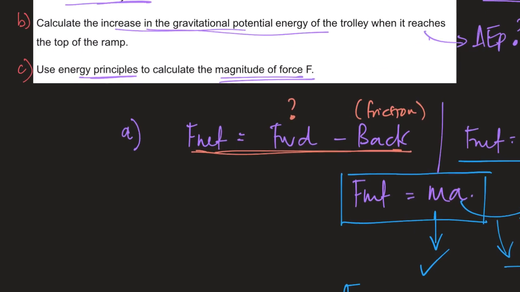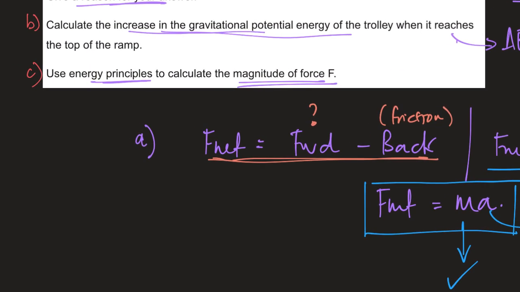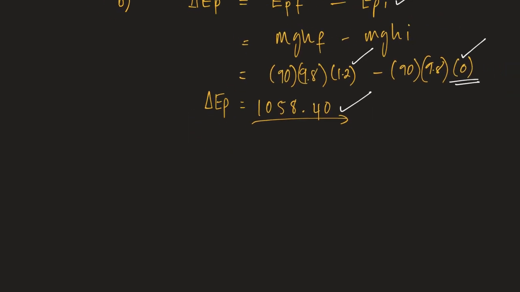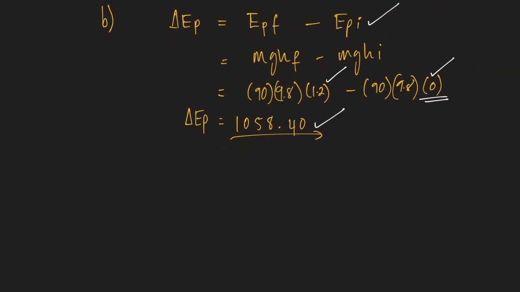It says here, use energy principles. Question C, use energy principles to calculate force F. Right, now I know that if I'm using energy principles and I've got non-conservative forces, then I have to use the formula W_NC is equal to the change in potential energy plus the change in kinetic energy.